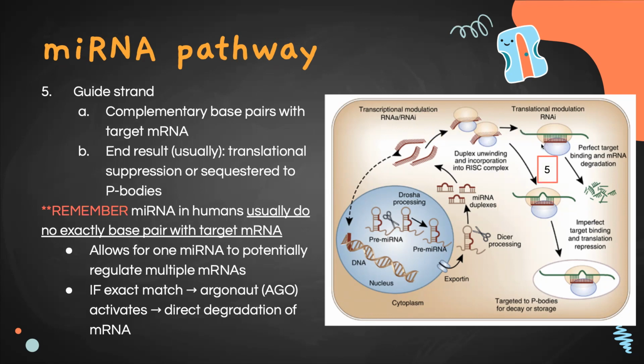It will complementary base pair with the target mRNA, and this green strand here is the target mRNA. The end result will typically be suppression of translation, which will occur either because the mRNA is destroyed completely, or it will be sequestered into P bodies, where it can be held for decay, or stored there if it is needed later in the cell's lifetime. The binding here is imperfect. When the binding between the miRNA and the mRNA is imperfect, that's when it goes to the P bodies. But if it is perfect, then it'll just be destroyed. Does that make sense?